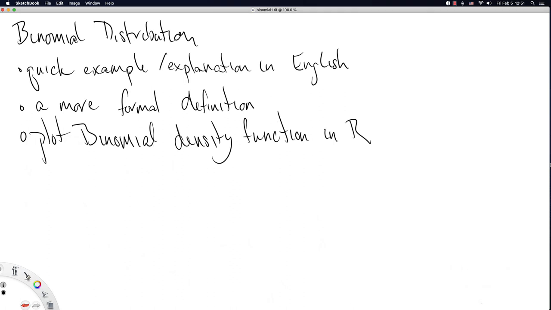This video is going to continue in the series about named distributions. This video is going to be about the binomial distribution. So we'll start out with a quick example and a more simple explanation in plain English. Then we'll move on to a more formal definition, and we'll conclude with developing a plot of the binomial density function in R.